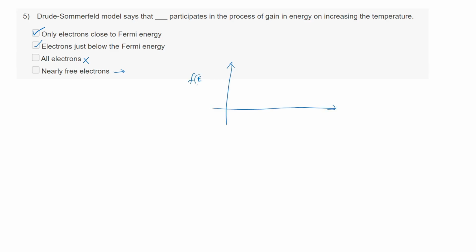So f of E. So this is your EF, and here at some temperature T greater than 0, some of the electrons are spilled over to this region. So now you see this EF, the energy of these electrons is more than EF. So here the energy is more than EF.